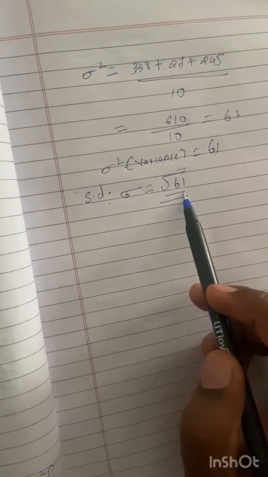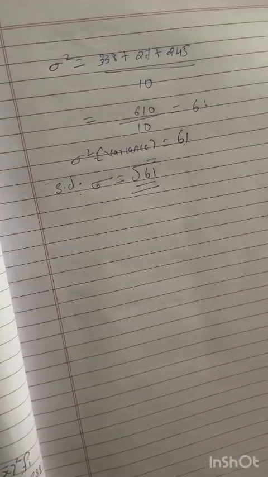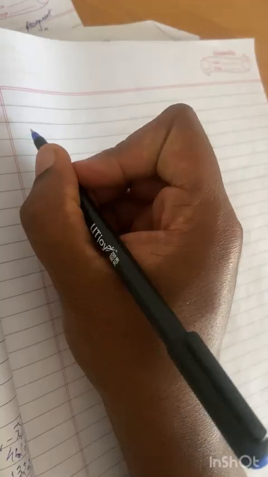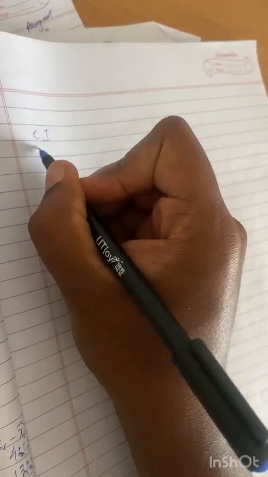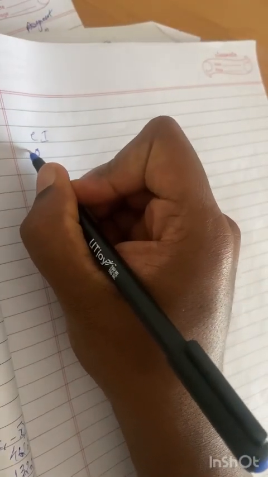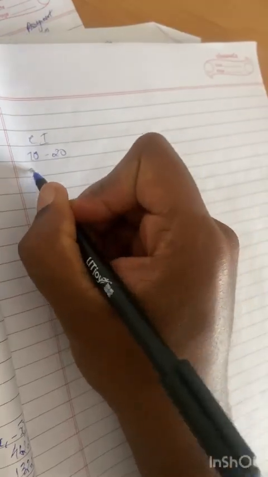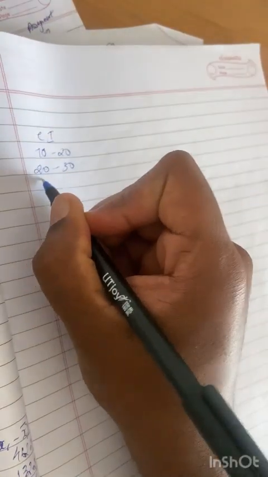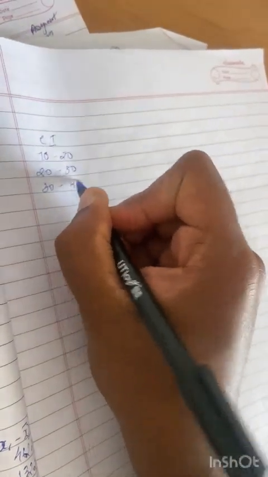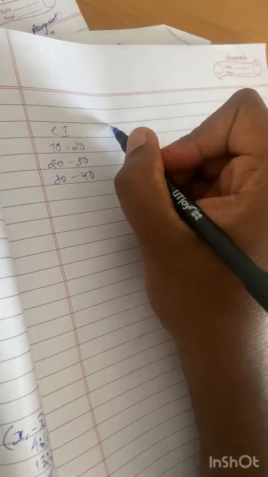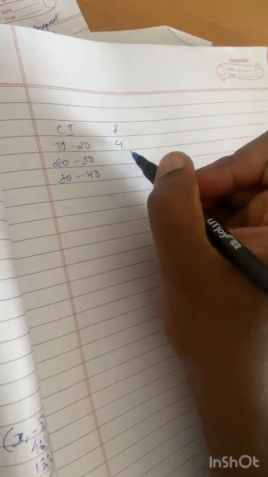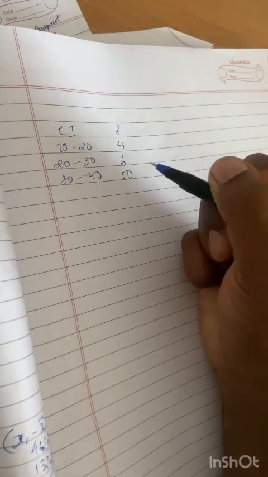If you have any doubts, you can ask, and we'll do one more problem based on this and we'll finish up, and you'll be having 2 homework based on this. Okay, we'll do one more problem, that is class interval is equal to 10 to 20, 20 to 30, 30 to 40. Okay, and the frequencies are 4, 6 and 10.